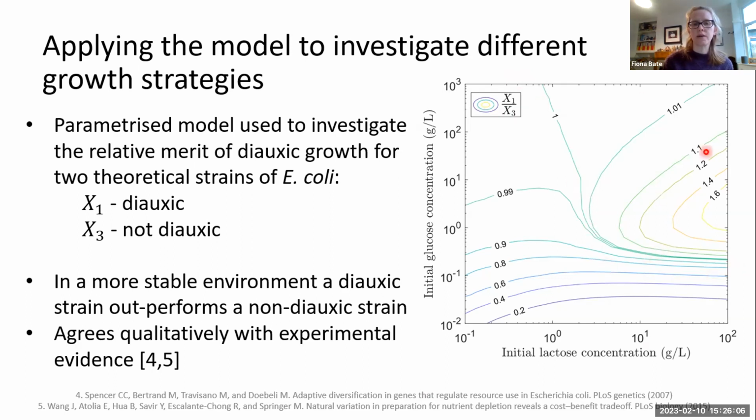In this region here, the strain exhibiting diauxy has a higher final biomass. So in the case where you've got higher initial sugar concentrations, the diauxic strain will grow more. In the region down here, where X1 over X3 is less than 1, so X3 has a higher final biomass, the strain that doesn't exhibit diauxy actually will have a higher final biomass.